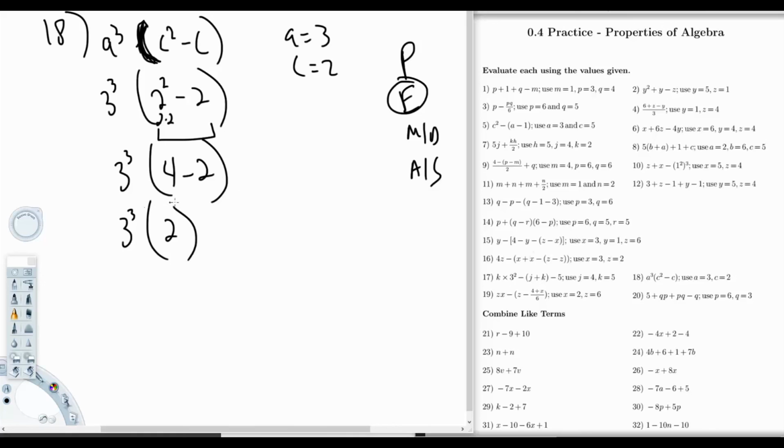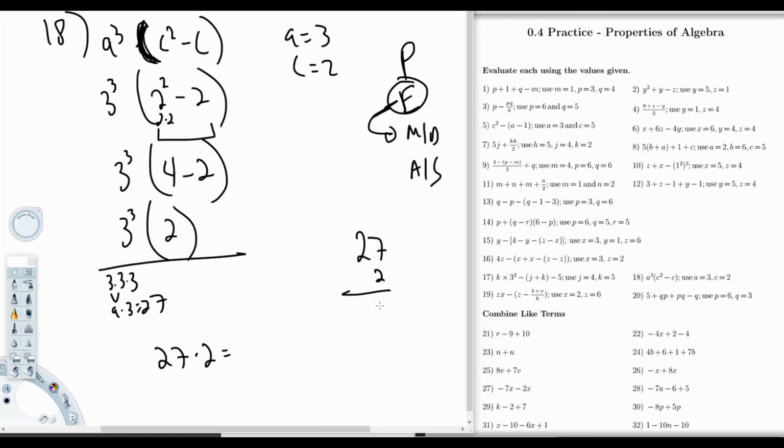And now we're back to a multiplication problem. However, we do have an exponent, and exponents come before multiplication and division, so we have to do it. So 3 to the third is really 3 times 3 times 3. 3 times 3 is 9, times 3 equals 27. Do we agree? So 27 times 2 equals 54. Is that the answer? Yes, it is.